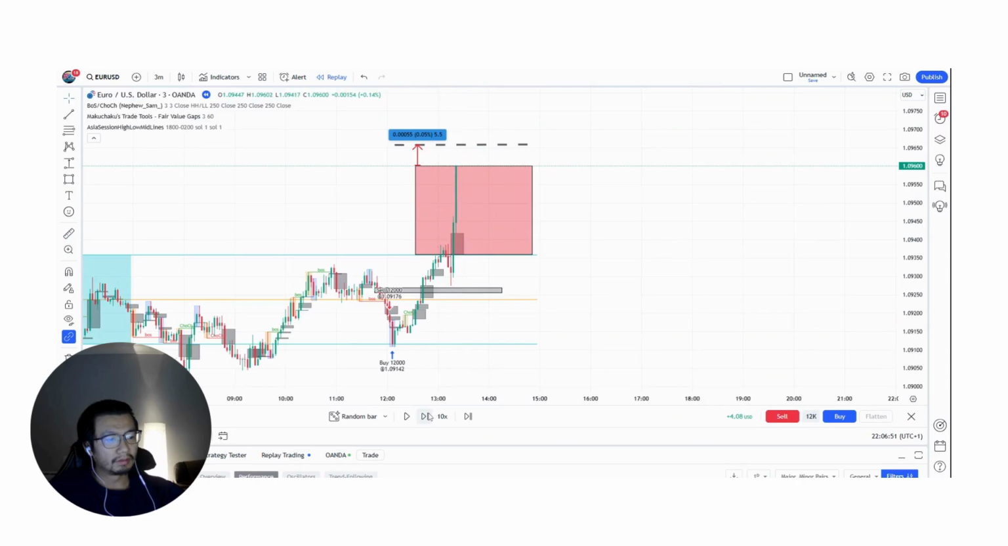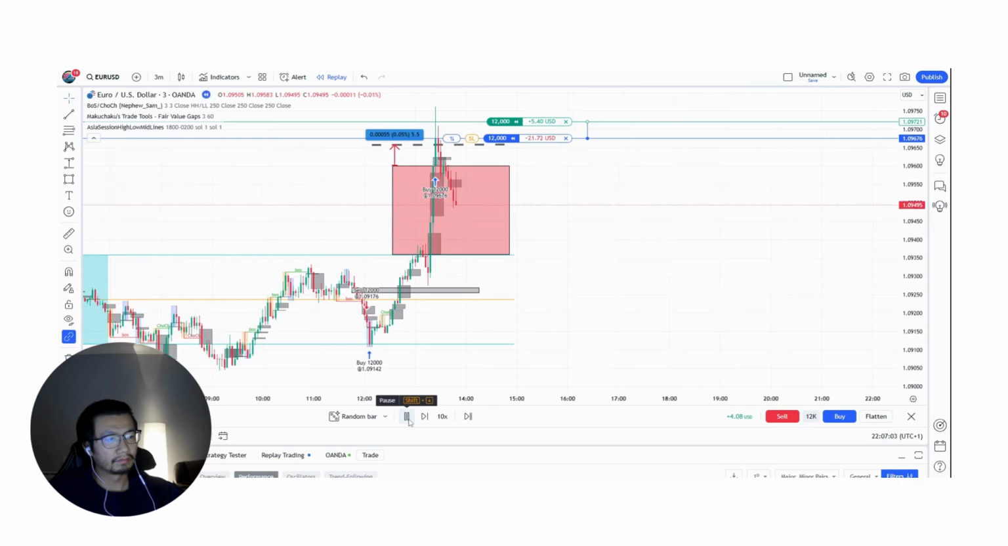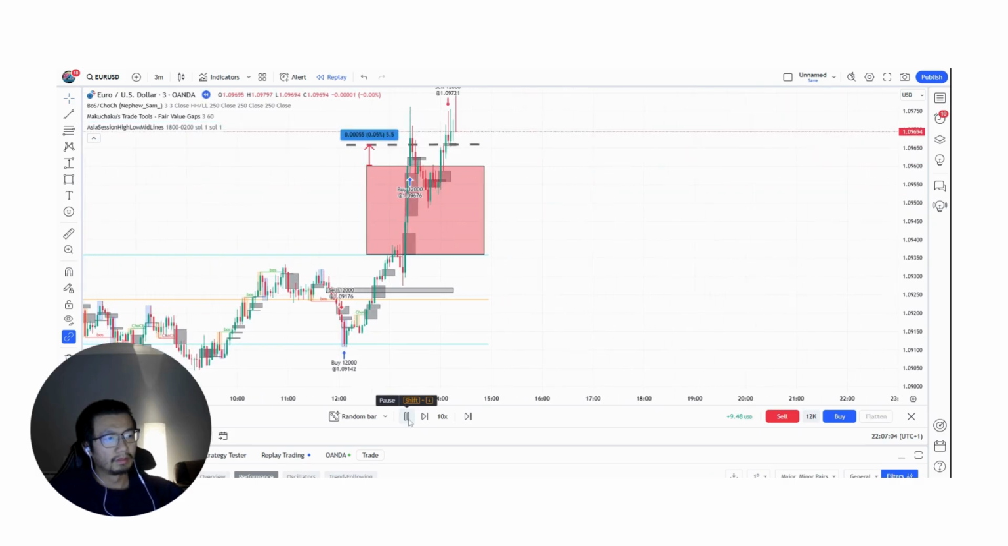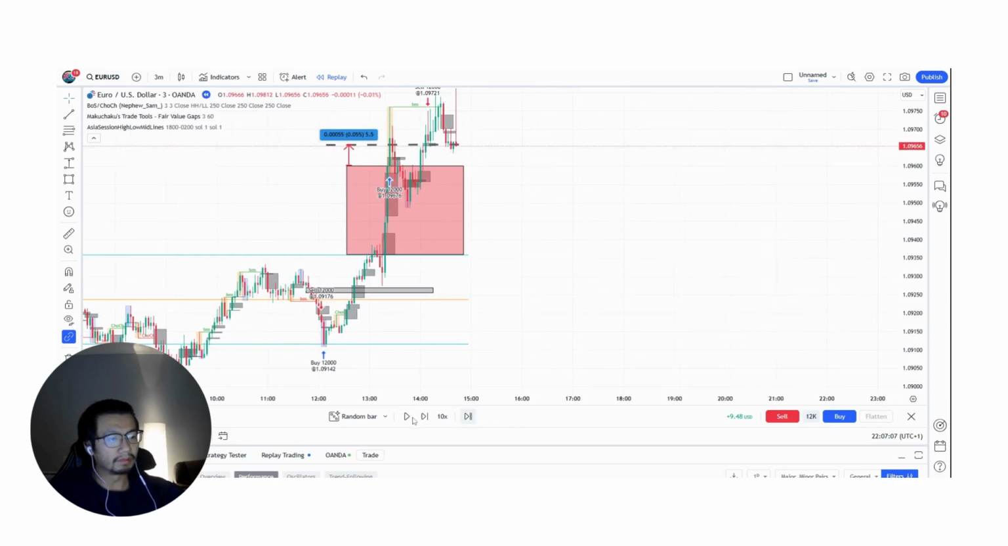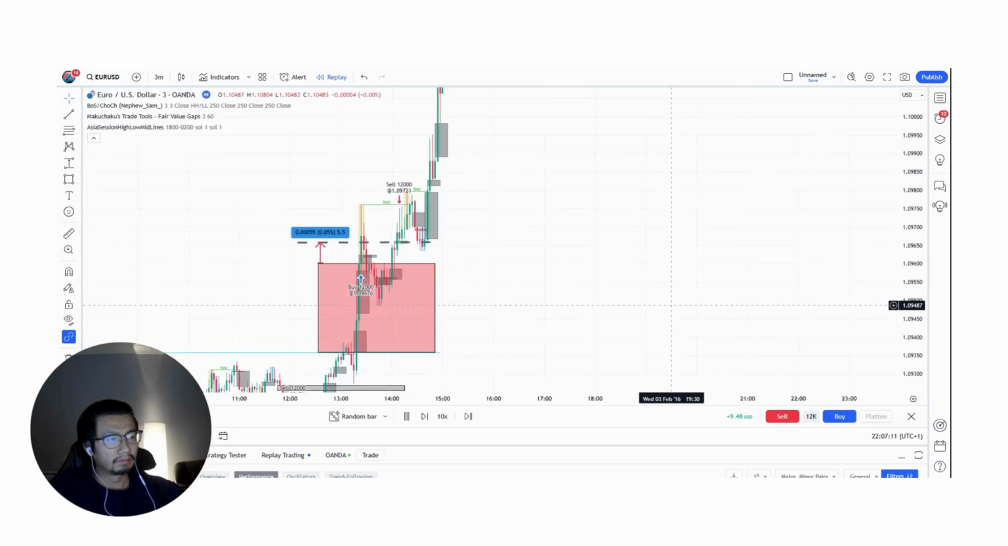Let's do one. Yeah. Guarantee with a long wick, it will go there as well. There we go. I'm not going to trade anymore. But we'll see.